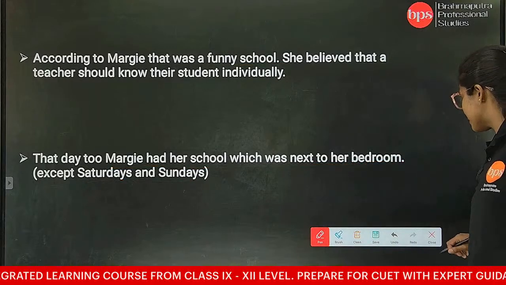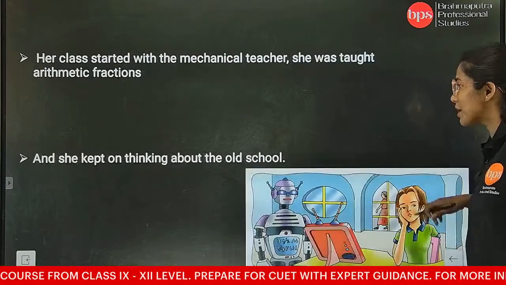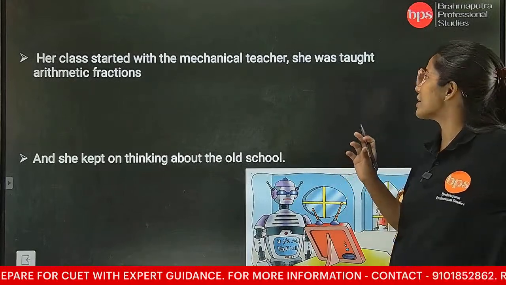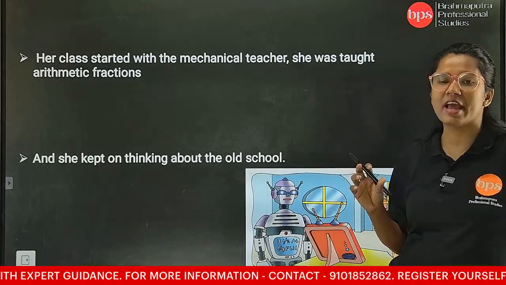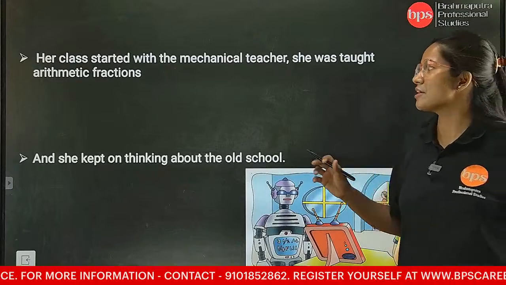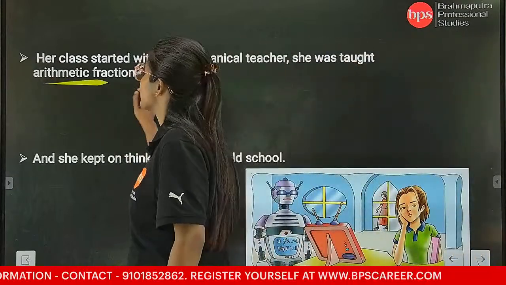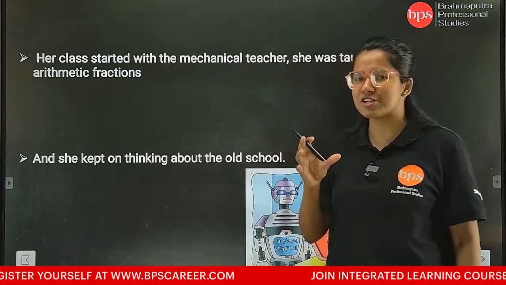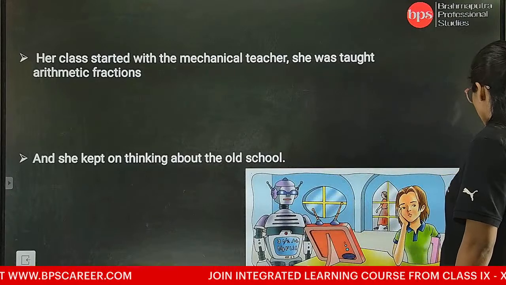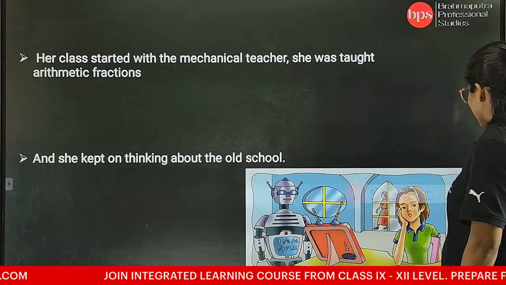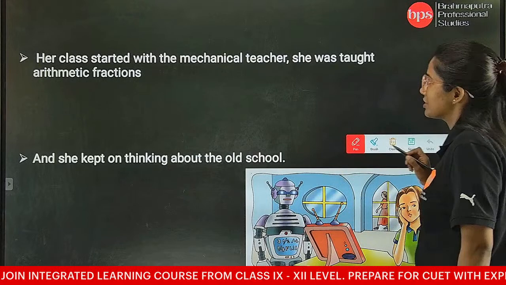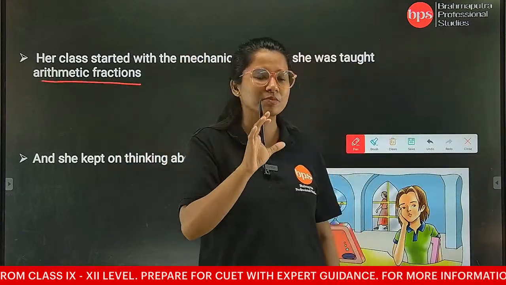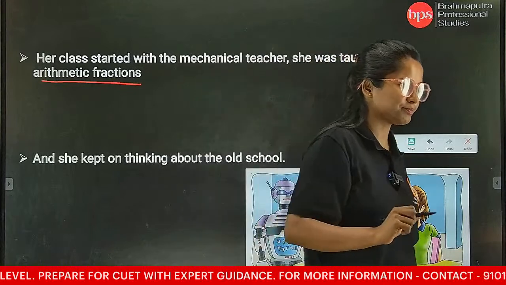Then on that particular day, what was actually taught to Margie? Her class started with the mechanical teacher, and she was taught arithmetic, and the chapter was fractions. So some fractions were being taught to Margie on that particular day. No timing and days were mentioned here, so we will just go with the chapter, that is arithmetic and fractions. Okay.